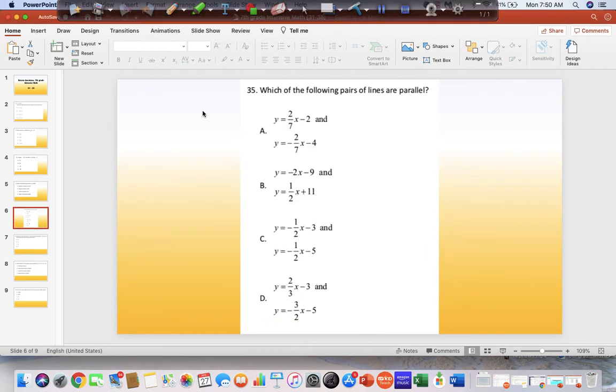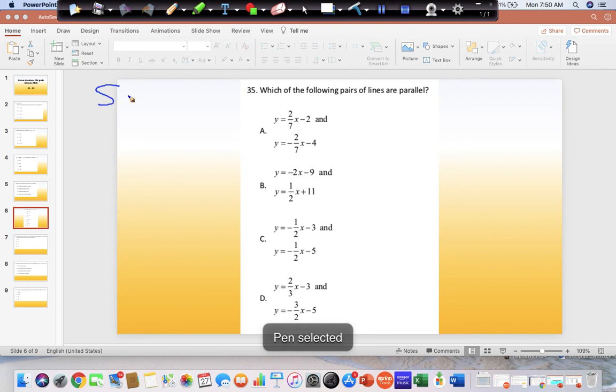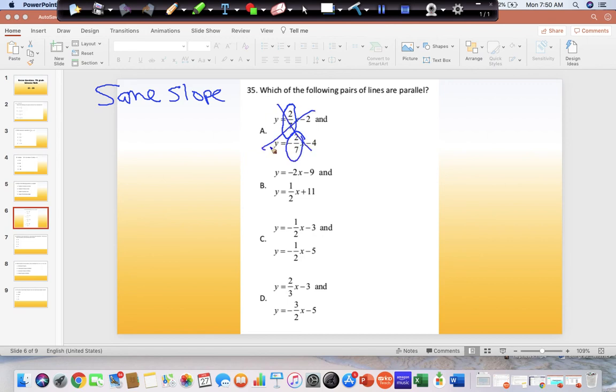Okay, which of the following pairs of lines are parallel? So remember, when we have parallel lines, it means we have the same slope. The slopes are the numbers in front of x. So we're looking for the same numbers in front of x. This is 2/7 and -2/7. Those are not the same.